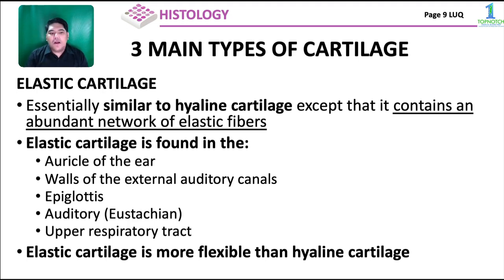Auricle of the ear, walls of the external auditory canals, your epiglottis, the one that covers your trachea, and then your auditory or eustachian tube and your upper respiratory tract. All of those are elastic cartilage. It is more flexible than your hyaline cartilage.